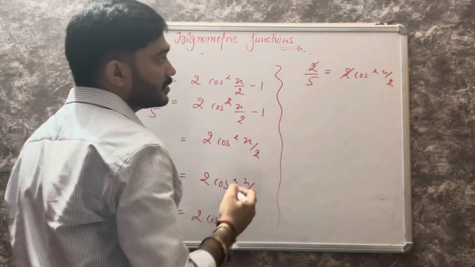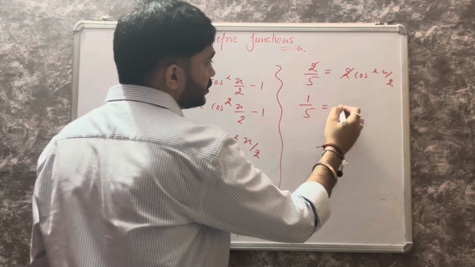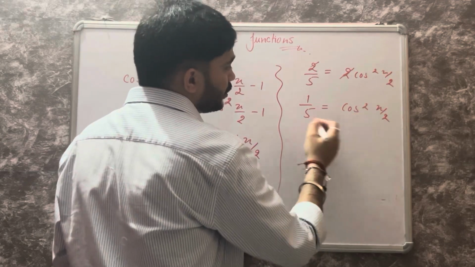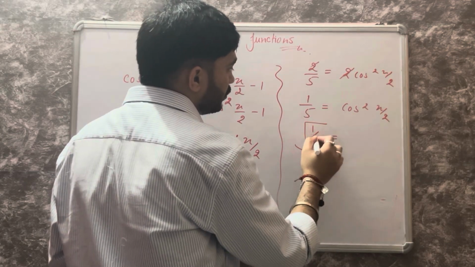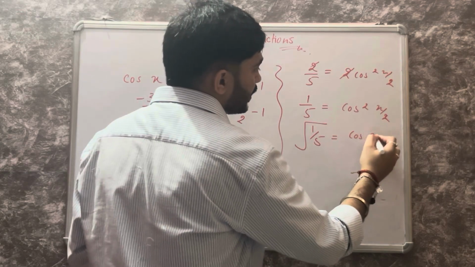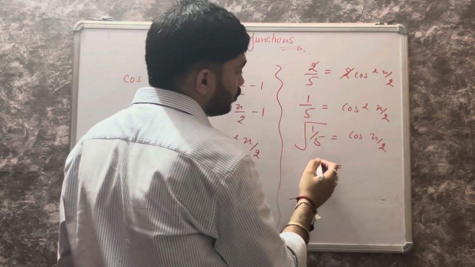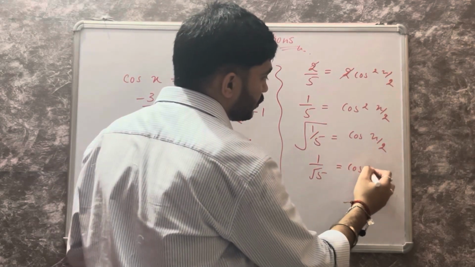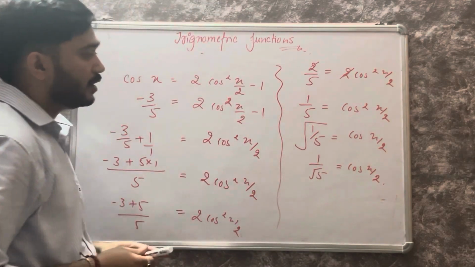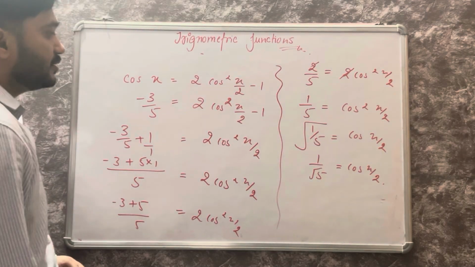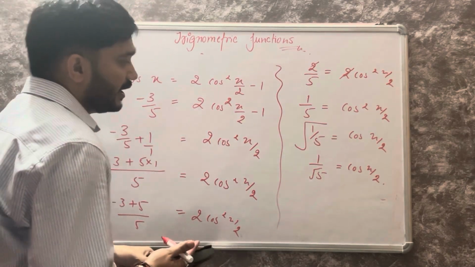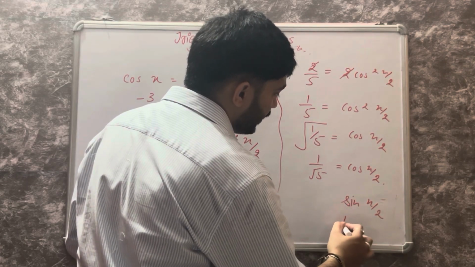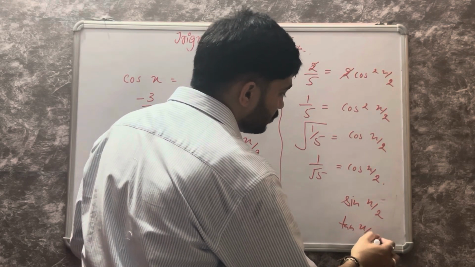2 and 2 cancel out. 1 by 5 is equal to cos square x by 2. Here it is square, so on this side it will become under root. Under root of 1 is 1 and under root of 5 will be under root 5. So the value of cos x by 2 is 1 upon under root 5. Since we have to find the value of sin x by 2 and tan x by 2 also.